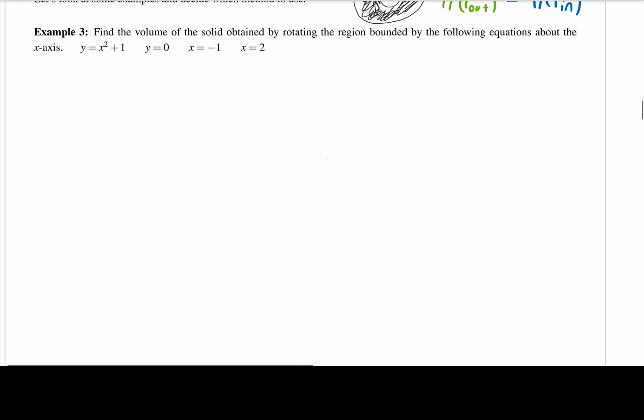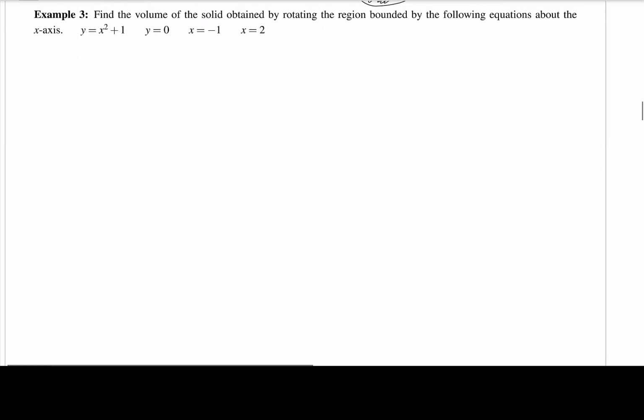Okay, so let's look at example 3. We want to find the volume of the solid obtained by rotating the region bounded by the following equations about the x-axis. The first thing I'm going to note is that we are revolving about the x-axis. So when I draw my xy plane, I'm immediately going to note this. This means I'm revolving about the x-axis.